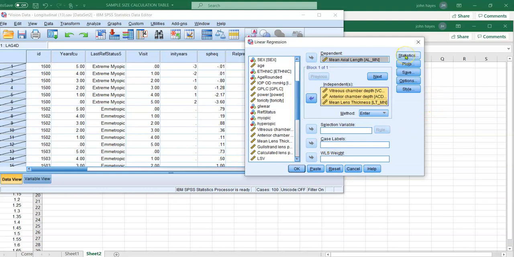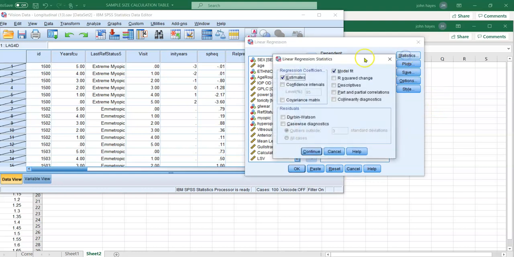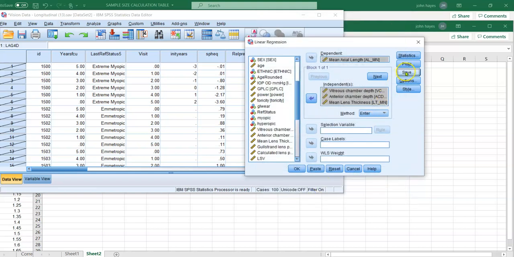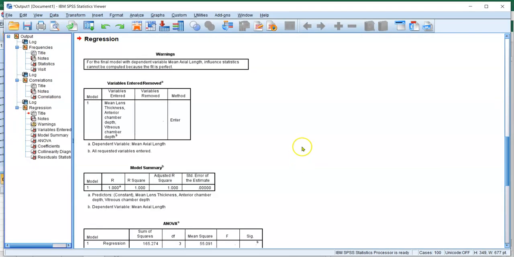And what we can do, things you should normally do, under these statistics, it's always good to do collinearity diagnostics, and it's also sometimes useful to save unstandardized residuals. So that's under Save Unstandardized Residuals, Statistics, Collinearity. Okay.